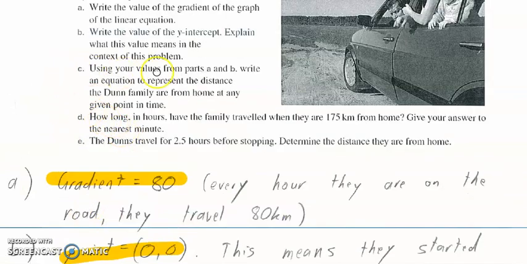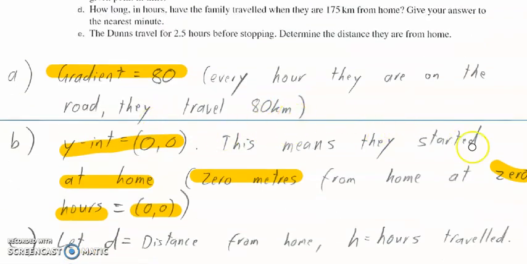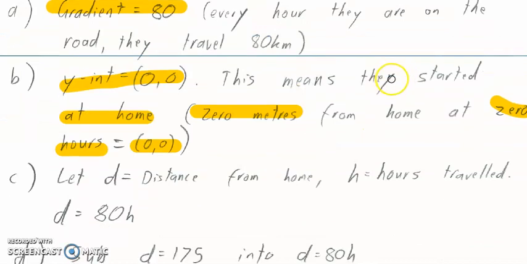So part C, using your values from parts A and B, write an equation to represent the distance the Dunn family are from home at any given point in time. Also, students, apologies for the blue line in the middle of the page here. That is the photocopier scanning incorrectly again. I'm sure you'll manage though.